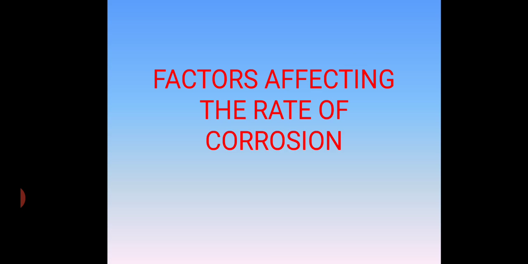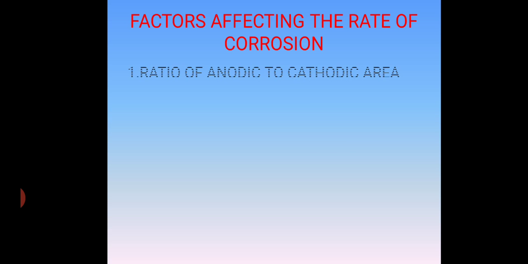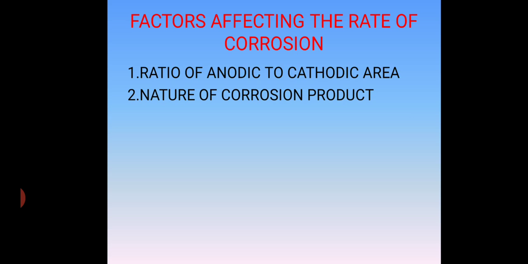Once again students, this is a very important 5 marks question. So one by one we'll see which are the different factors which affect the rate of corrosion. There are numerous factors which affect the rate of corrosion, but in this video I have chosen only the factors given in your syllabus. So first is ratio of anodic to cathodic area. Second factor you have to study is nature of corrosion product. Next is nature of medium. These three important factors which affect the rate of corrosion you need to study.